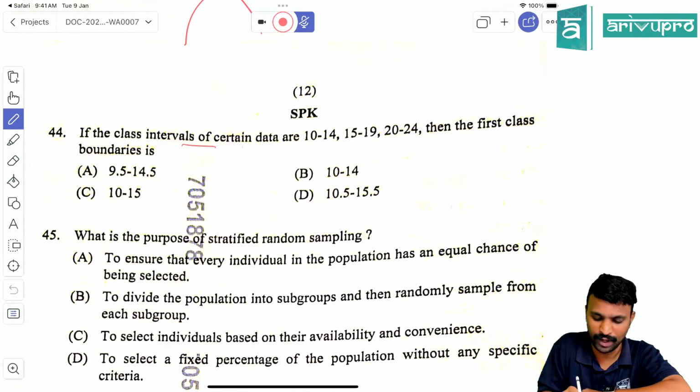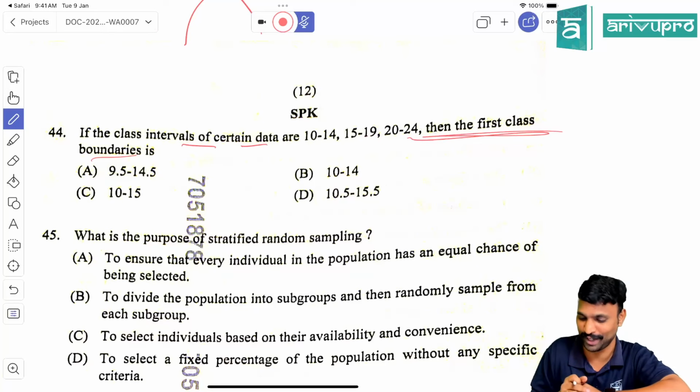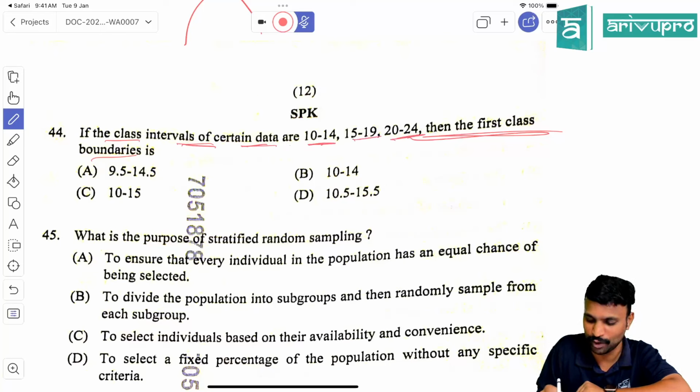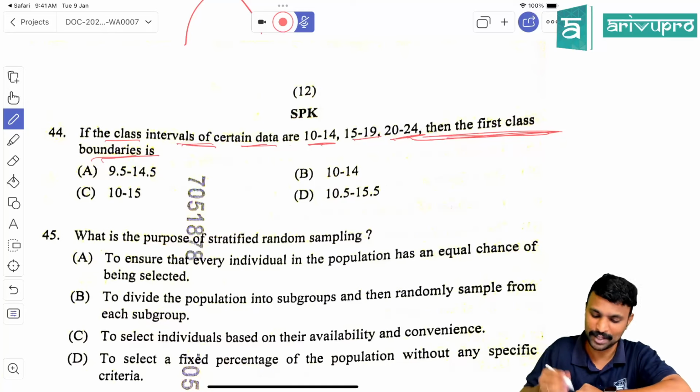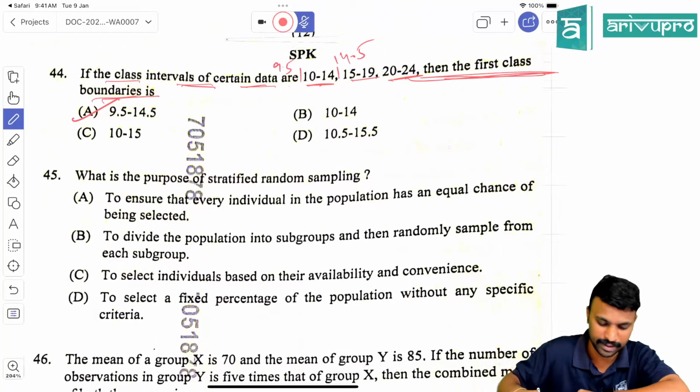In the class interval of a certain data, guys, I have discussed this question in the marathon where the same kind of question, same question actually, in fact, yes or no. If the class interval of the certain data 10 to 14, 15 to 19, 20 to 24, then the first class boundary is see, first class boundary they are asking. So obviously these classes are inclusive classes. So you have to convert them into exclusive to find the boundaries. So 9.5 and 14.5, that is option A is the right answer.